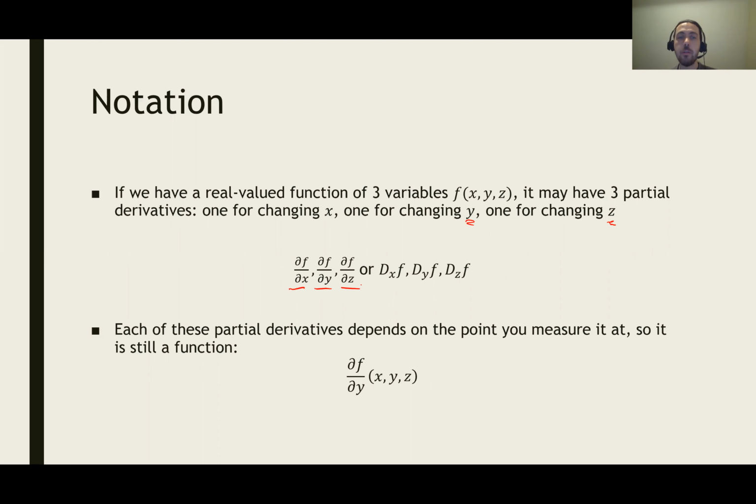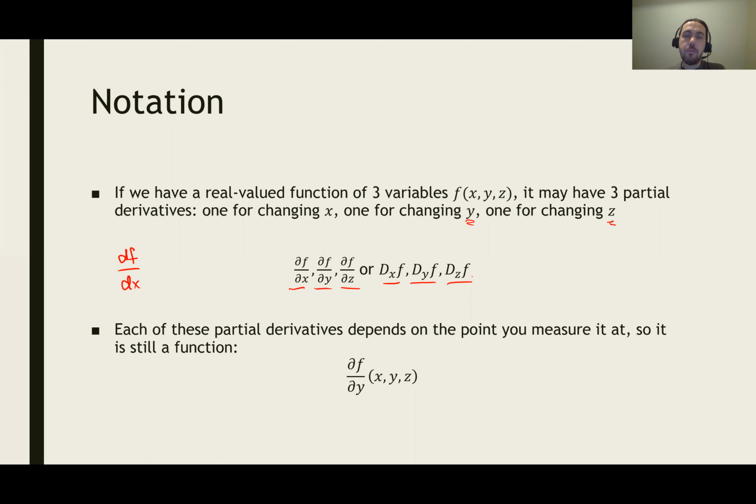We write those in the following way: del f del x, del f del y, and del f del z. This is supposed to be similar to, but slightly different than, the notation for ordinary derivatives, with df dx as the notation. I'm very possibly going to play a little fast and loose with the rules and forget that I'm supposed to write d or del sometimes, because my brain doesn't come up with that very quickly. I apologize in advance if that happens. You may also see notations like this: d sub x of f, d sub y of f, or d sub z of f, that tell us in kind of operator theoretic notation what's going on.